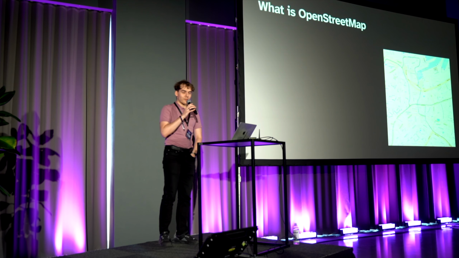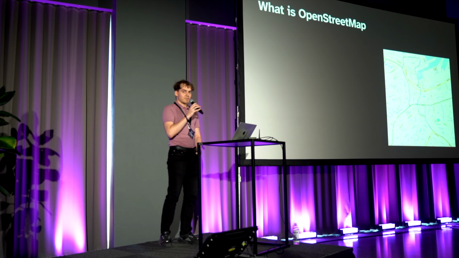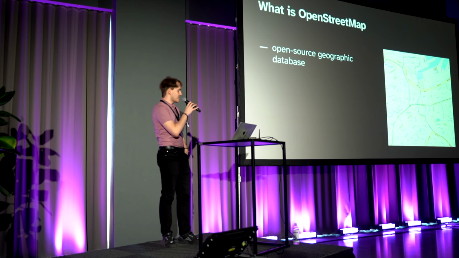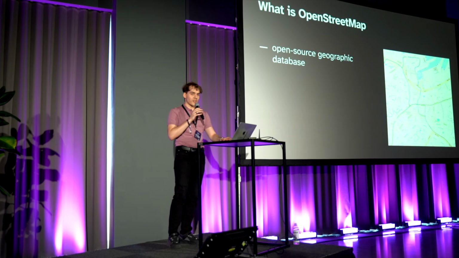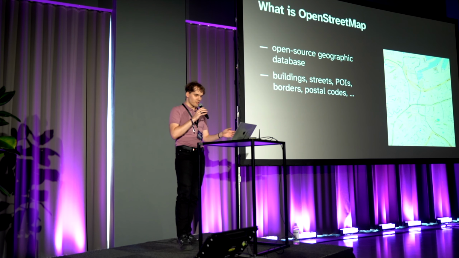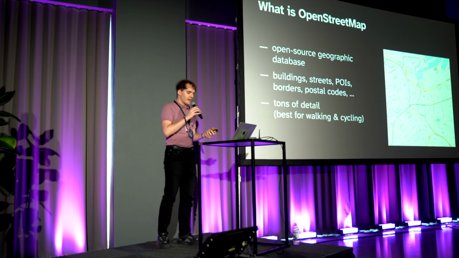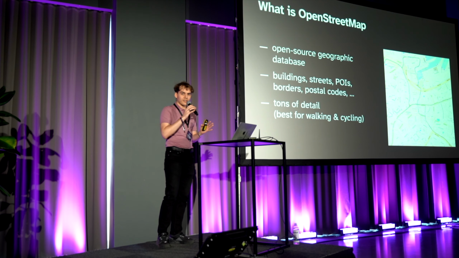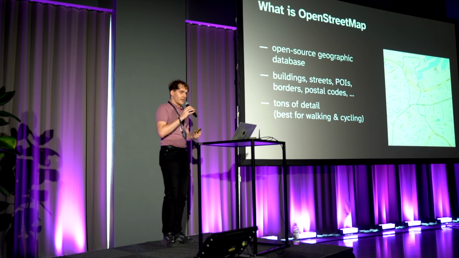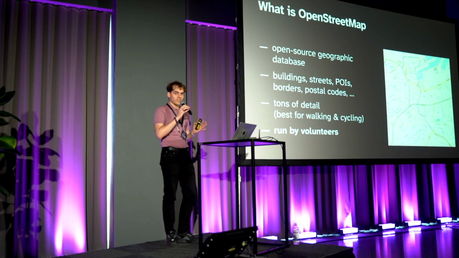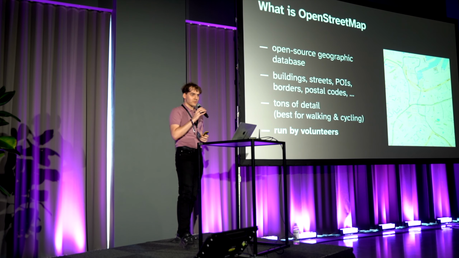So if you don't know anything about it, what is OpenStreetMap? It's Google Maps, but better. It's an open source geographic database which contains information about buildings, streets, points of interest, borders, and postal codes and everything. It has tons of detail. It's incredible for walking and cycling directions. And most importantly, like Wikipedia, it's run completely by volunteers. And you can be one of those volunteers.